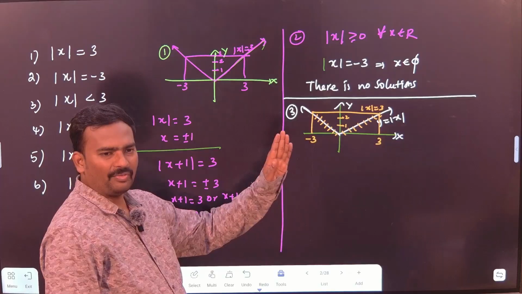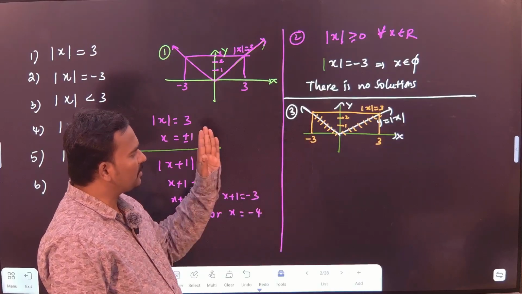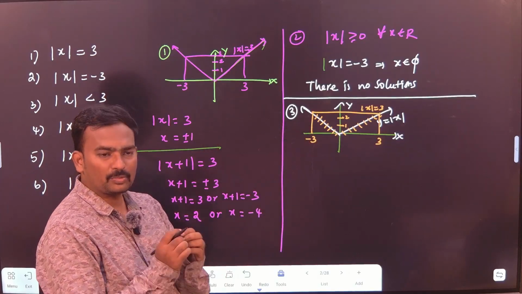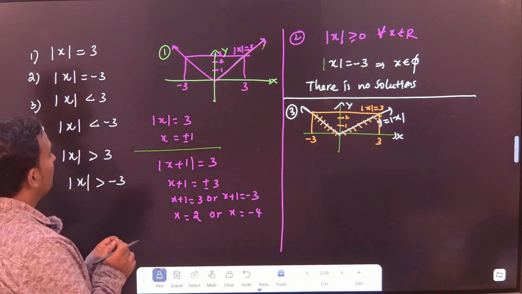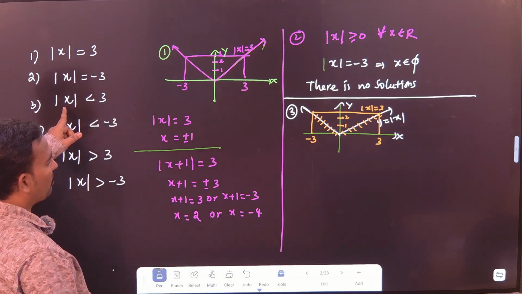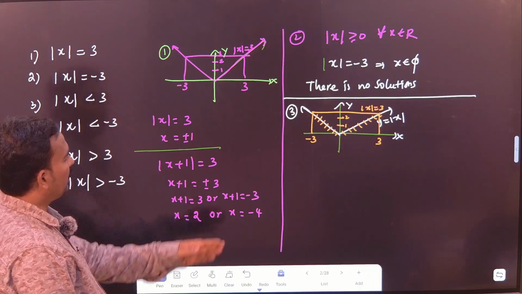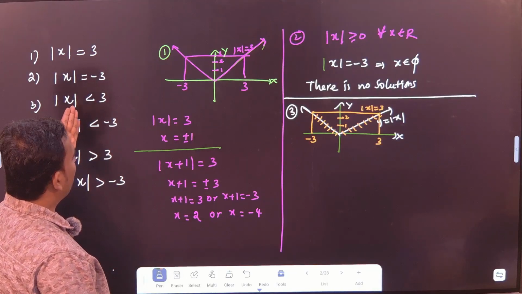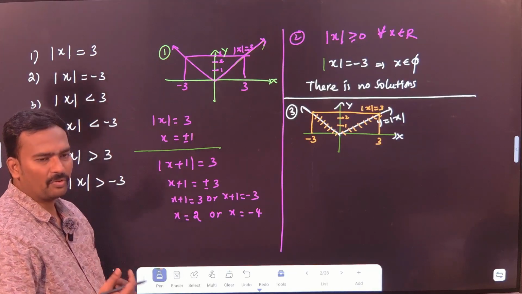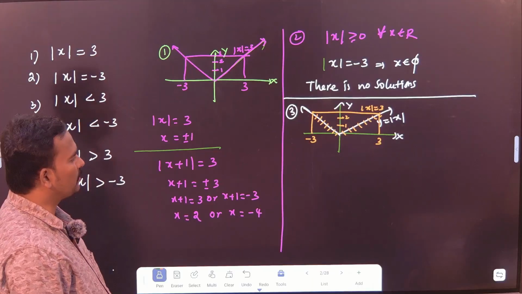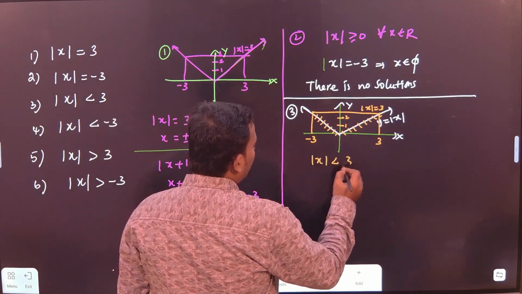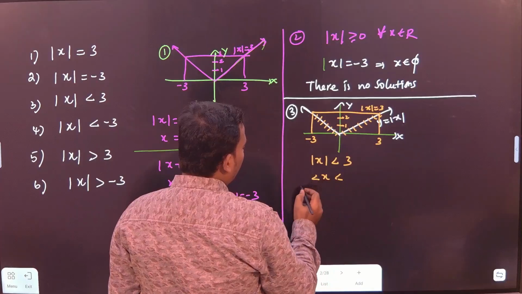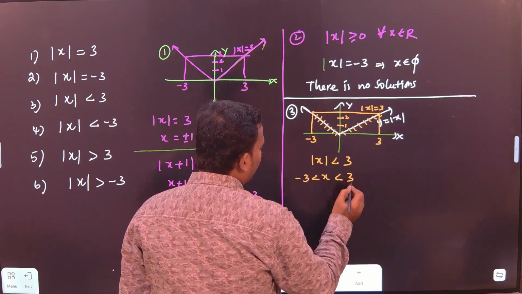If you take more than 3, it is not satisfied, less than minus 3 you take, it is not satisfied, because mod x should be strictly less than 3. If you take, let's take 4, is 4 less than 3? No. If I take less than minus 3, let's take minus 4, mod minus 4 is 4. 4 less than 3? No, it's not possible. Therefore, mod x is less than 3 means x will be minus 3 to 3. Clear?